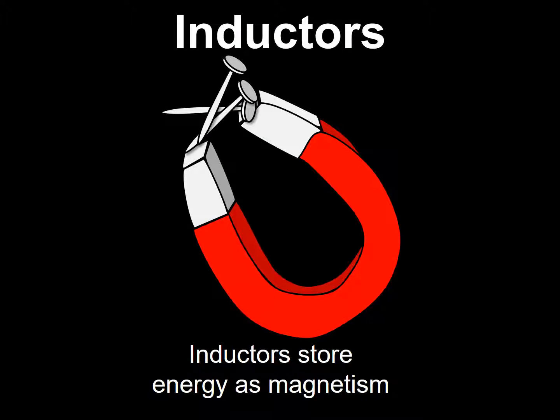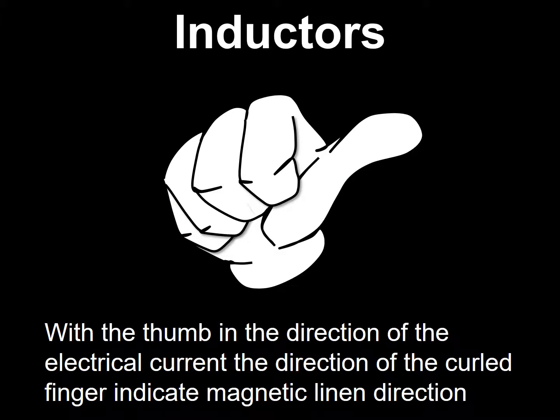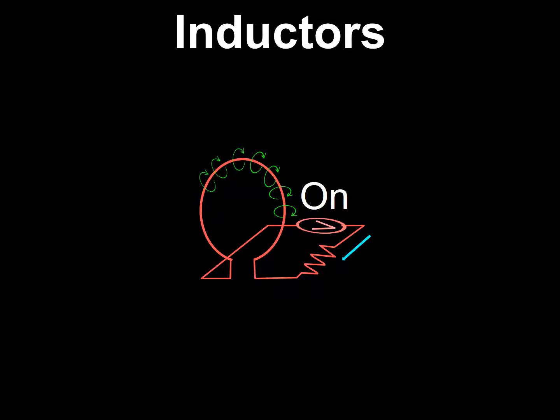Inductors store energy as magnetism. We have said this previously, but I would like to remind you. Inductors obey the right-hand rule for electrical current. This is an example of the right-hand rule. Notice the direction of the aqua arrow and the green circle with the arrow.